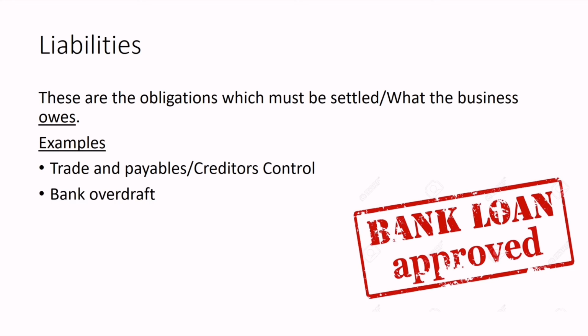Next example is bank overdraft. Bank overdraft is when our bank balance is negative. This means we owe money to the bank. We do not have money in our bank account and therefore we used more than we had in our bank account. So therefore that is a liability. Loans. So whenever we make loans, we have to pay back the money. So therefore our liabilities would be affected.